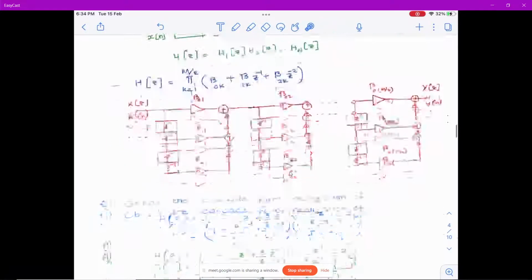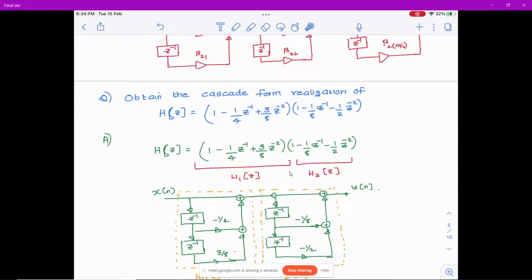Okay, let's see an example. Obtain the cascade form realization of h of z is equal to 1 minus 1 by 4 z raised to minus 1 plus 3 by 8 z raised to minus 2 into 1 minus 1 by 8 z raised to minus 1 minus 1 by 2 z raised to minus 2. If you look at this equation, the equation is already given in cascade form.